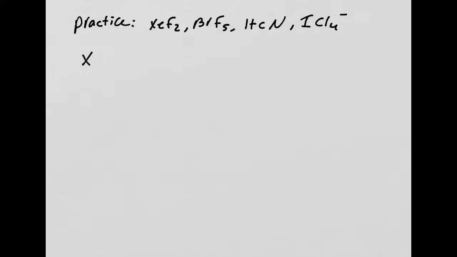So, XeF2 was the first one. And if you remember, we said the first thing that you do, you count the number of valence electrons, because valence electrons are involved in bonding. Xenon fluoride has 22 valence electrons. Again, we said that valence electrons are far away from the nucleus. They can't really feel the plus charge, so they can play around. They're involved in bonding. Other electrons are not involved in bonding.